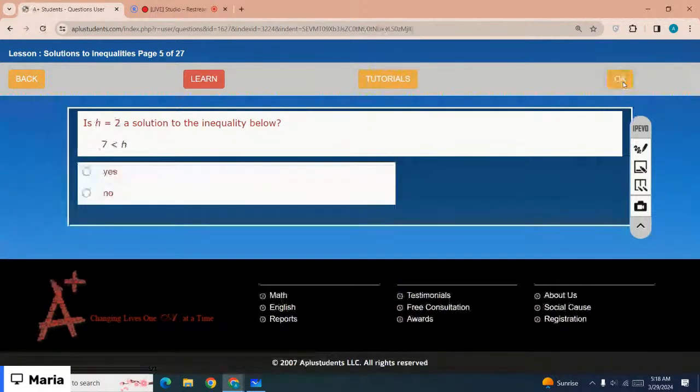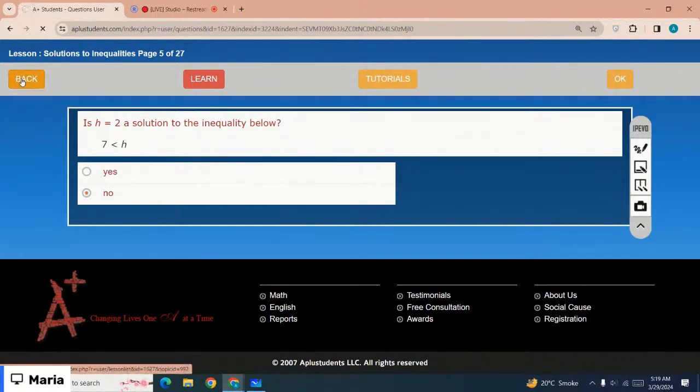Is h equal to a solution of the inequality below? Yes or no? 7 is less than, true. No, the correct option is no. Very good. Okay, you can complete the lesson by yourself later today. Let me just move on to the next lesson, right?